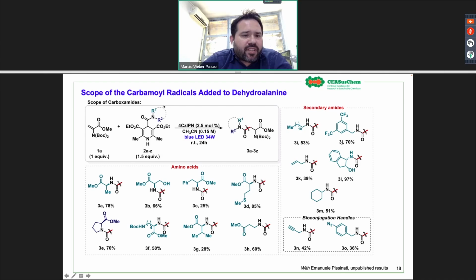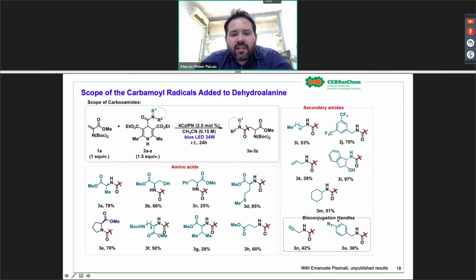When the amino acids are present in the dihydropyridine under photocatalytic conditions, blue LEDs, and 4-CzIPN as a photocatalyst, this type of product can be generated in good to excellent yields, so we can insert this amino acid side chain into these systems.